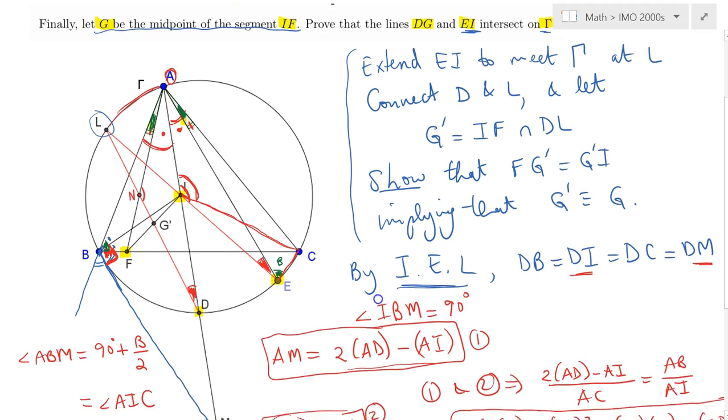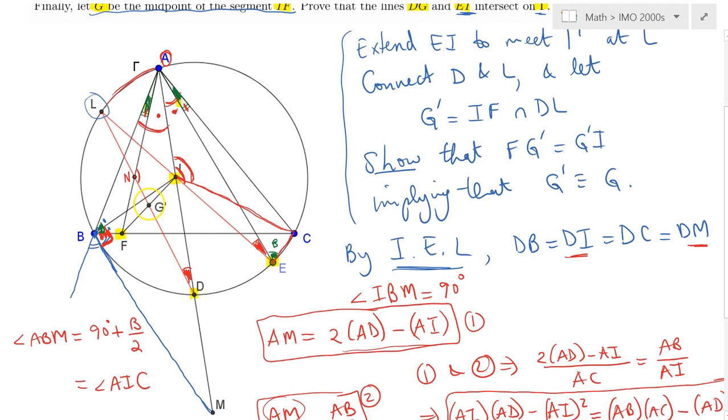Now, final step, consider this. We know that LD intersects IF at G prime. That's our phantom point, and we need to show that FG prime equals G prime I, namely G prime is the midpoint of IF. So I would like to make use of Menelaus' theorem on triangle AFI with line NG prime D.